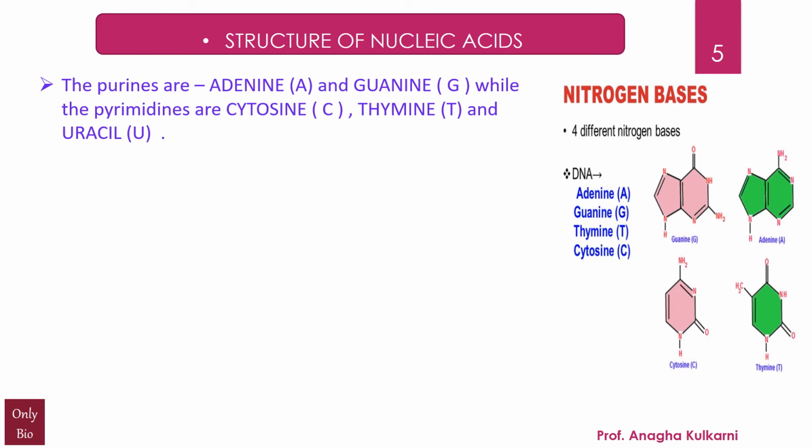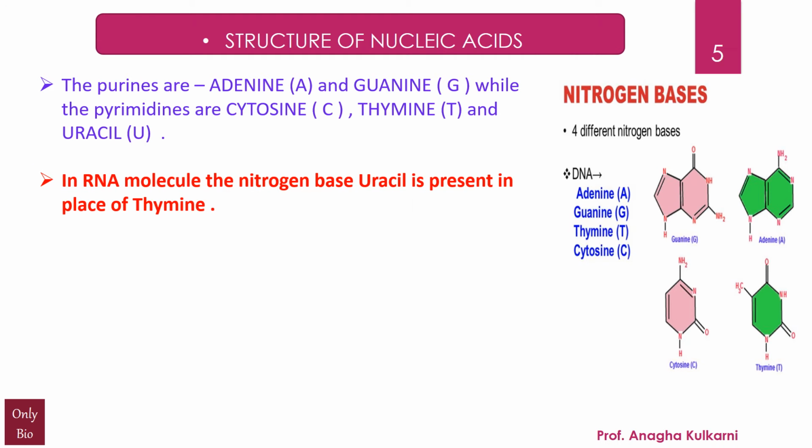On the screen, you can see on the right hand side there are nitrogen bases which have been displayed. We have guanine, adenine, cytosine, thymine. Now, if you observe carefully, you will get to know that adenine and guanine are double-ringed compounds, whereas cytosine and thymine are single-ringed compounds. This becomes a basic difference between purines and pyrimidines. So, the purines are adenine and guanine, while the pyrimidines are cytosine, thymine, and uracil.